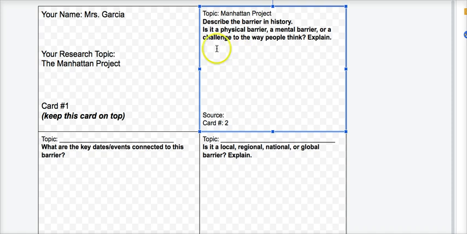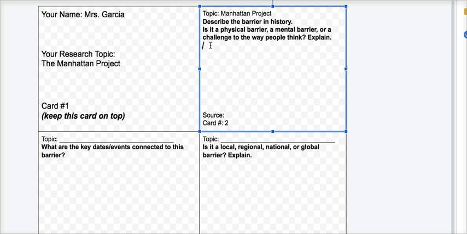The first card that has a question on it is number 2. The question says, describe the barrier in history. Is it a physical barrier, a mental barrier, or a challenge to the way people think? If you're doing a topic that's about the civil rights movement, your barrier is going to be something like discrimination, racism, maybe Jim Crow laws, and like the separate but equal in education idea that was in existence in the United States. If you do a LGBTQ topic, you want to talk about discrimination and also laws that were in place to keep gay people from having equal rights in our country.